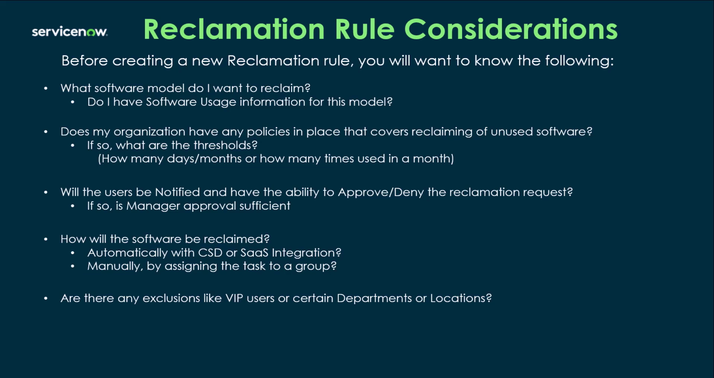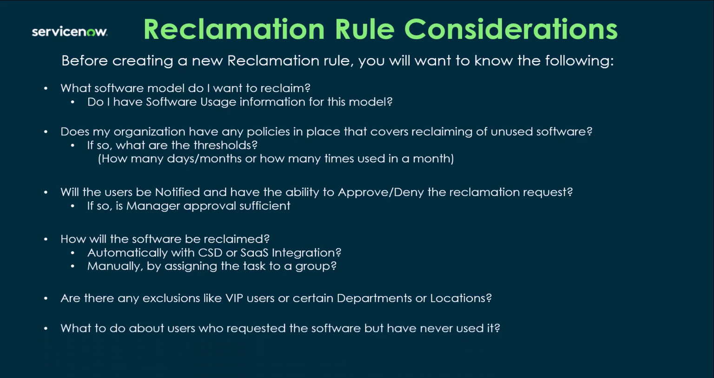Are there any exclusions that need to be considered, like maybe VIP users? It's not really a good idea to reclaim software from the CEO because the CEO hasn't used it. Or is there perhaps some other restriction, like a specific department that always has this software available to them even if they're not using it, or maybe specific locations that don't need it. You do have the ability to put some filtering options on your reclamation rules, so you're going to want to know that.